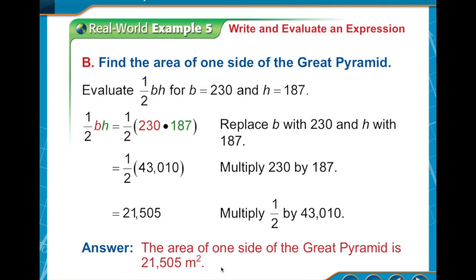a culture so long ago was able to accomplish this given a limited technology at the time. So this is one application for math, in building amazing structures. So there are many, many other applications. This is just one simple problem in your book. So there's your problem that you need to have written for example B. A couple steps, and your solution is 21,505. Label your units as meters squared.